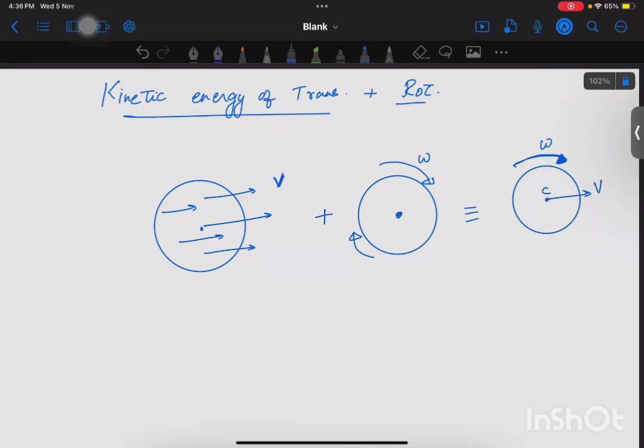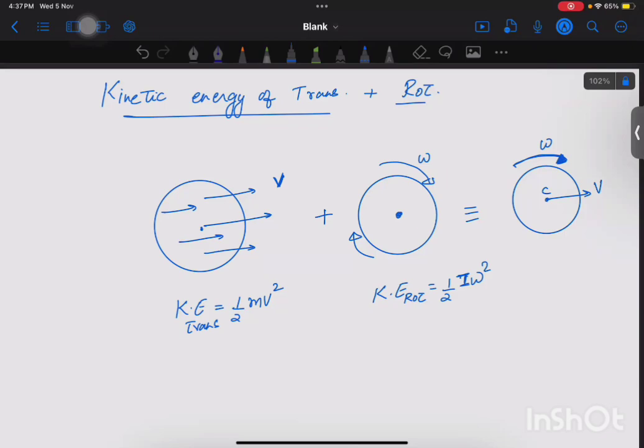So what can we write this as? What is the kinetic energy of a body which is in pure translation? Half the mass of the rigid body times v square. And what is the kinetic energy of a body which is in rotation? We have seen in the previous lecture, it is half I omega square, right?